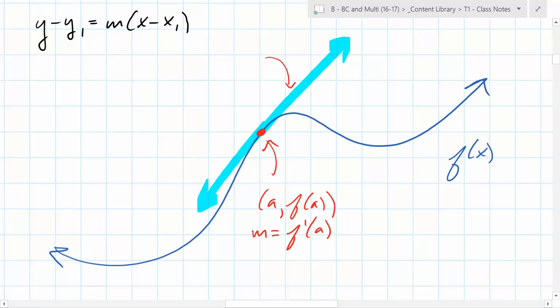What's the equation of that line? You have a point and a slope. Can someone tell me what the equation of that line is? Someone who hasn't spoken yet today. Nam, what's the equation of that line? Y minus what? Y minus a. Nope. Oh, excuse me. Nope.